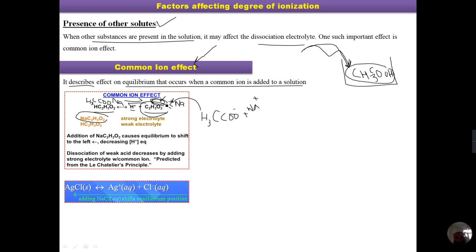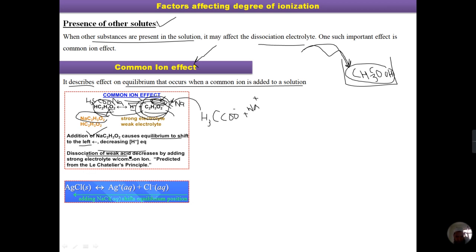What will happen? The concentration of acetate ion on the product side increases. Now, as per Le Chatelier's principle, the equilibrium goes in the backward direction. That means more acetic acid molecules are produced rather than acetate ions. It means the degree of dissociation gets decreased. It gets suppressed. So I should say addition of acetate ion causes the equilibrium to shift to the left. That is, it decreases the H positive concentration.